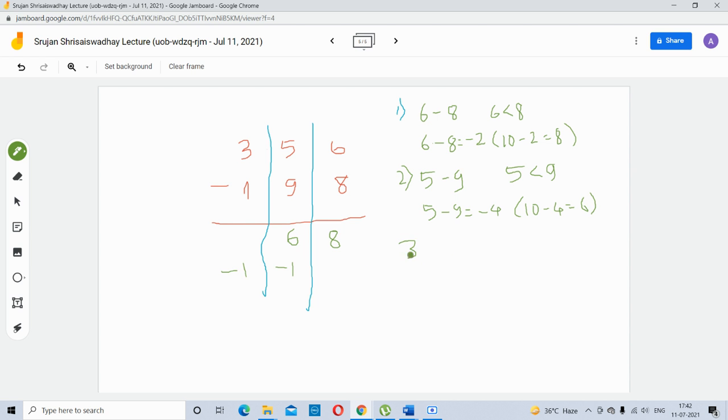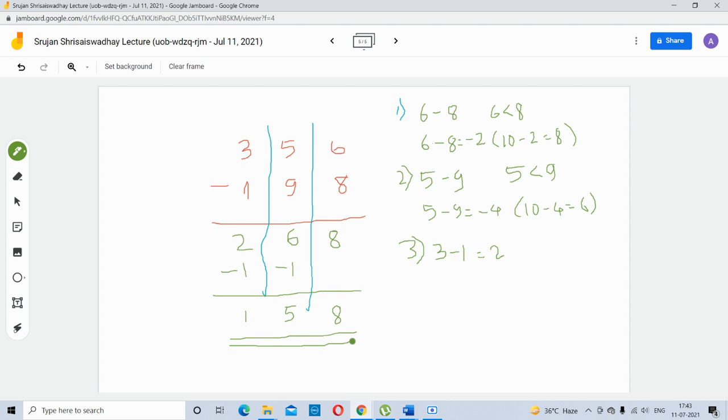Now you are moving toward the third digit. The third digit, directly 3 minus 1. You are going to put the value as it is. So this is 2. Now the subtraction is over. The final answer is 8 as it is. So 6 less 1 is 5, 2 less 1 is 1. So my final answer is 158.